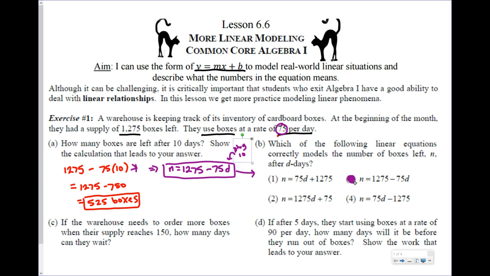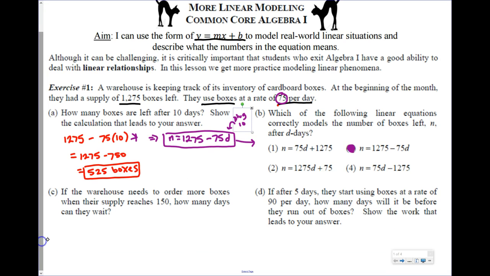One thing also to keep in mind that's important here is that this word, using boxes, is kind of the same thing as losing boxes, and that's why this is negative, because they're losing boxes. So that's one way to check your work. A negative sign means decreasing or losing.